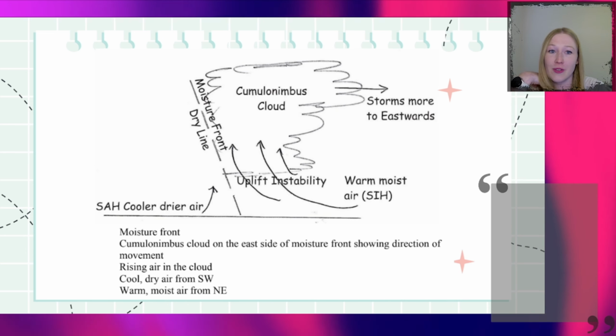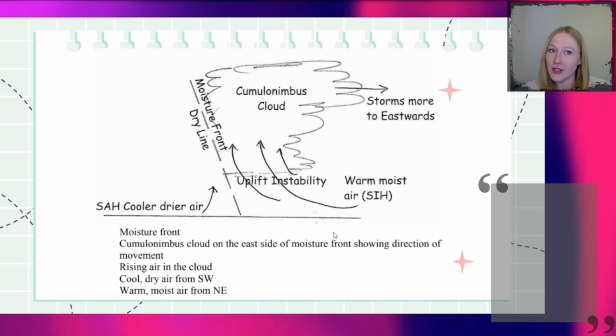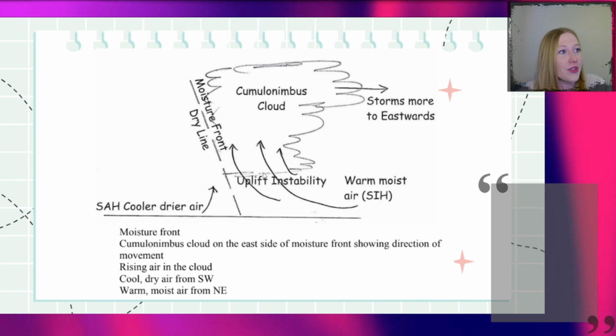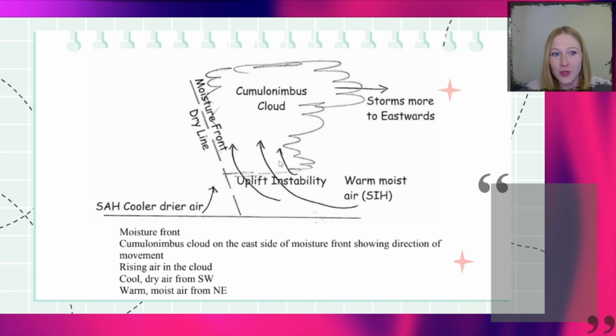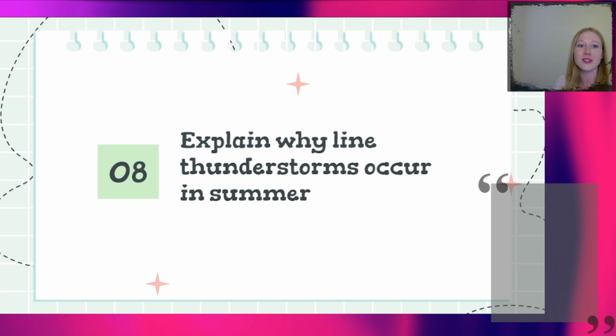Like I say, very similar diagram. This again was from a different exam paper. This time they didn't want the whole details of the topography. They just wanted you to show how the moisture front was formed and how the thunderstorms form as a result of that. Next question: why do we see line thunderstorms in summer?